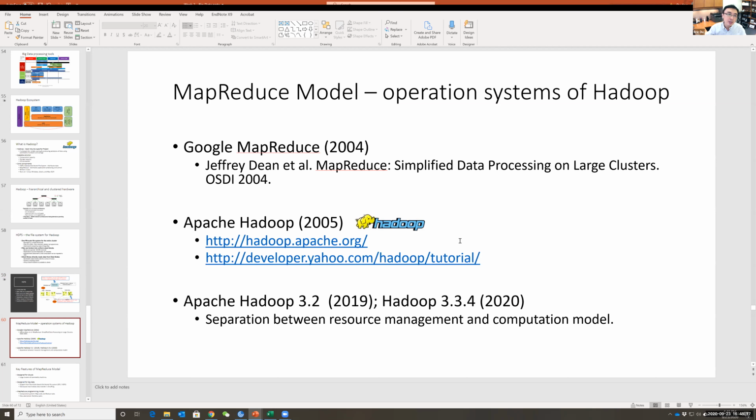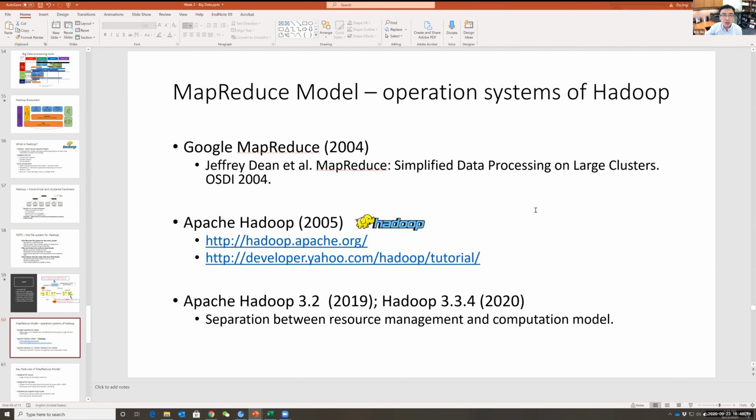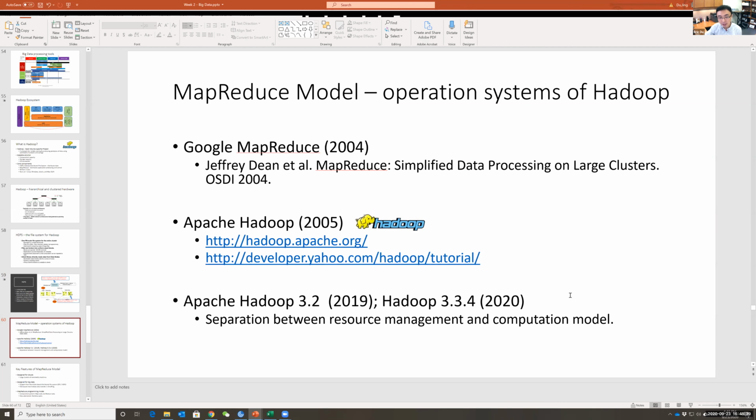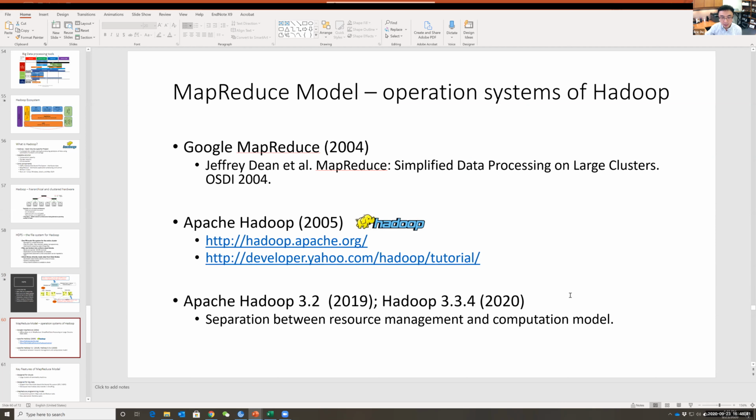Make sense? So that's called the Google MapReduce, originally invented in 2004. And in 2005, it became an open source project, the Apache Hadoop project. I include the links, so if you're interested, you can go there. And in 2019, there was a milestone for the Hadoop project. That's Hadoop 3.2, when they separated the resource management and the computing model.